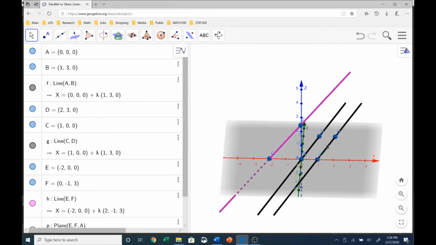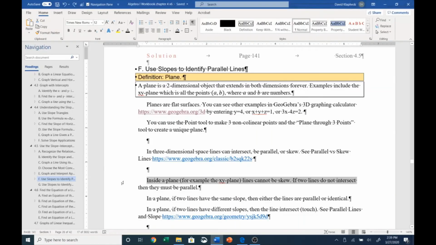While these two lines are in the same plane, they do not intersect and are therefore parallel. Inside a plane, for example the xy plane, which we deal with a lot, lines cannot be skew. If two lines do not intersect, then they must be parallel. In a plane, if two lines have the same slope, then either the lines are parallel or identical. And if two lines have different slopes, then the lines must intersect, that is, touch. We can see examples of this in parallel lines and slopes.